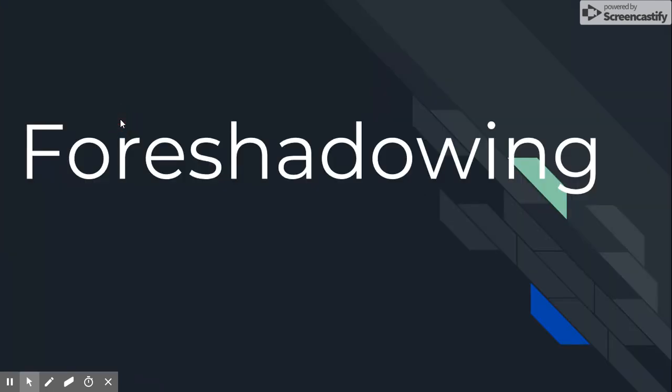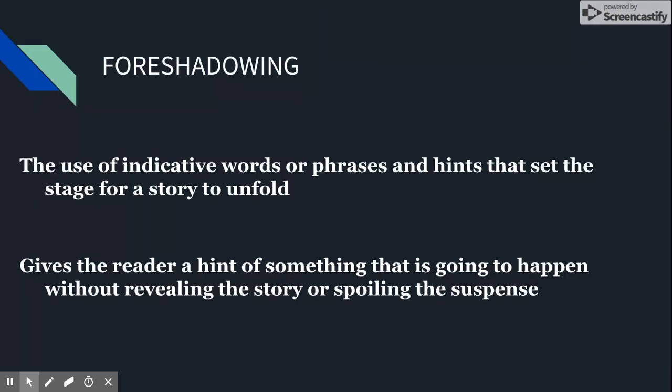Our first literary device that I'd like you to take notes on is foreshadowing. Foreshadowing is the use of indicative words or phrases and hints that set the stage for a story to unfold. It gives the reader a hint of something that is going to happen without revealing the story or spoiling the suspense.